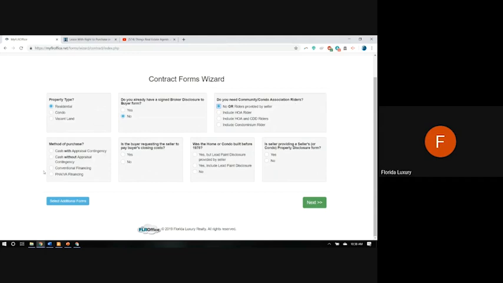Your method of purchase. So when we're talking about this, if we were to click FHA-VA financing, it's automatically going to generate that FHA-VA form for us. If you come in and say, is the buyer requesting the seller to pay closing costs? Yes or no? Go ahead and fill this out. If you know that they're going to ask for 3% toward closing, put this in, and I'm going to show you why. We're going to say it's not built, and yes, they're providing the seller's disclosure.